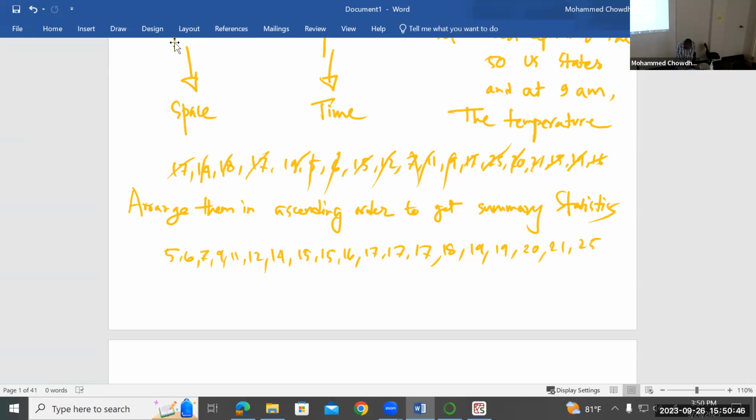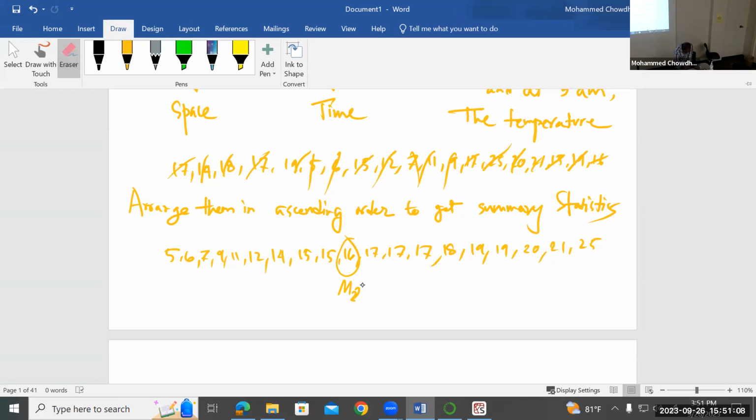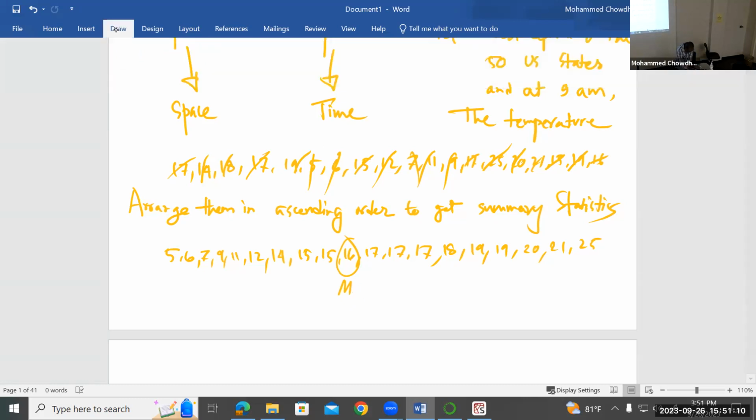So 1, 2, 3, up to 19. So that means put 9. 1, 2, 3, 4, 5, 6, 7, 8, 9. So this is my median. That is called the middlemost value. Okay? It's called median.